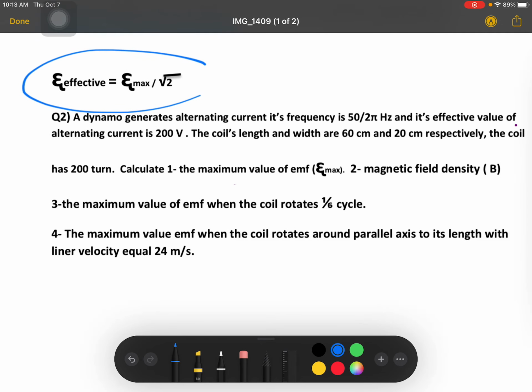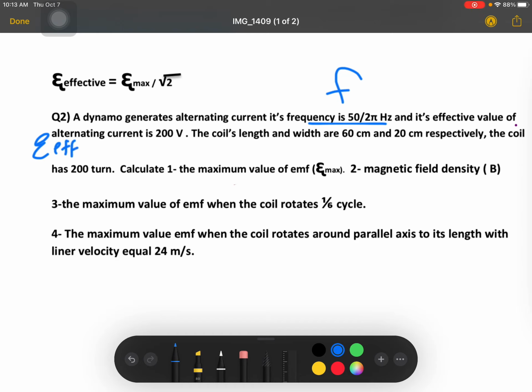Says the dynamo generates alternating current. Its frequency is 50 over 2 pi. Okay, this is the frequency f, and its effective value of alternating current, okay, this is E effective.